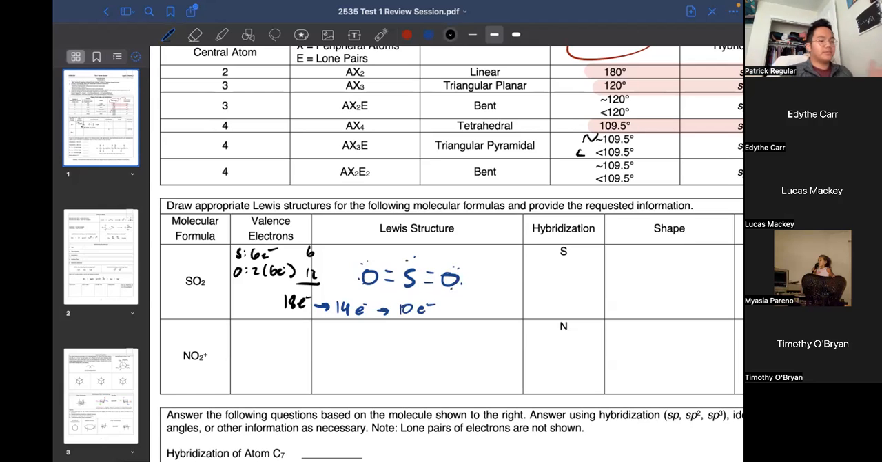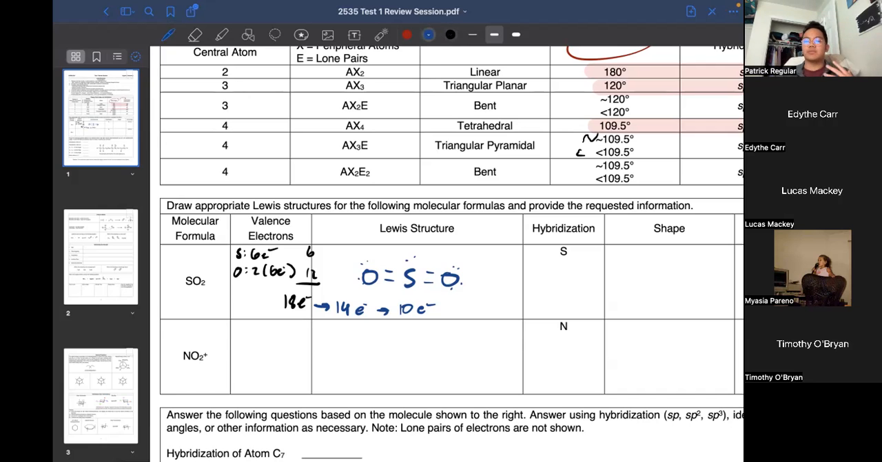Now, if we look at sulfur, all right, what is the hybridization of sulfur? Someone just blurt it out or type it in the chat. Hold on, let me see if I can pull chat up. I think it's SP2. Right, it is SP2.